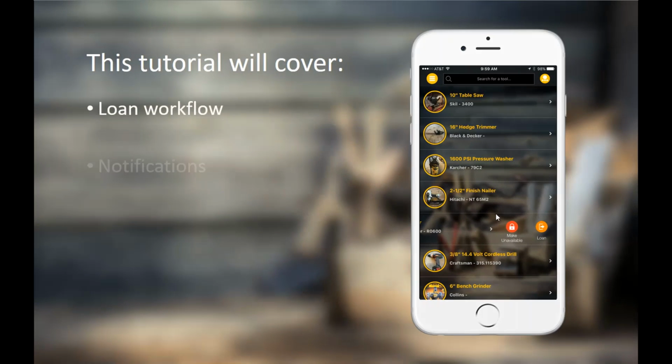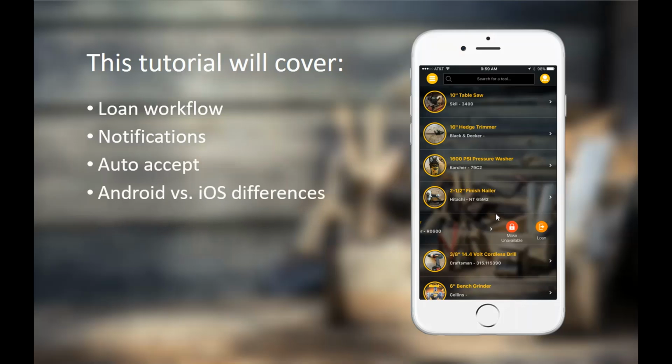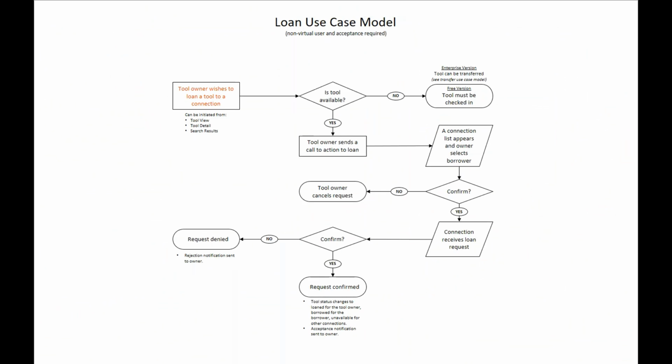We'll cover the loan workflow, notifications, the auto accept feature, and some of the differences between Android and iOS devices. To start with, let's review a graphic of the workflow. The process is initiated when the tool owner or administrator wishes to loan a tool to a connection. This can be initiated from several views: the tool summary view, the tool detail view, or the search results.